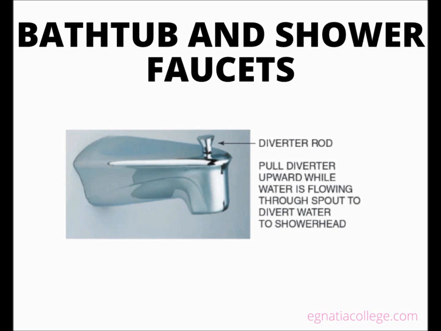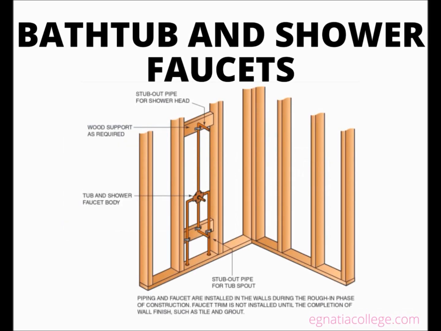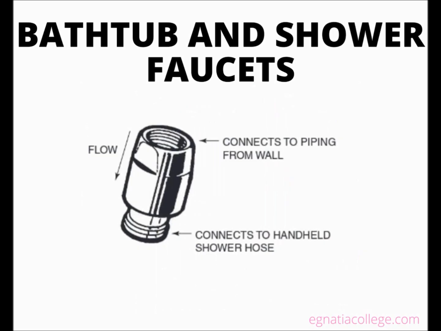A tub and shower (TNS) faucet provides water for bathing or showering using a diverter. The body portion of a TNS faucet is installed during the rough-in phase of construction. The trim components are added after the wall finish is complete. This figure illustrates a tub and shower faucet in a wall. The figure shows a typical vacuum breaker installed externally to protect against backflow if the handheld shower unit is placed in wastewater.